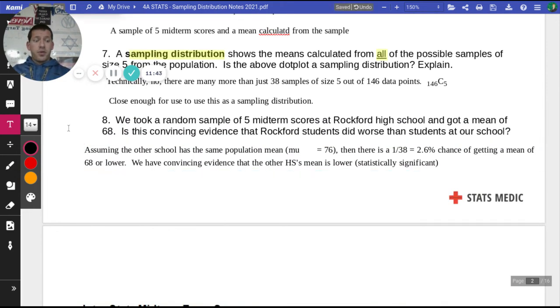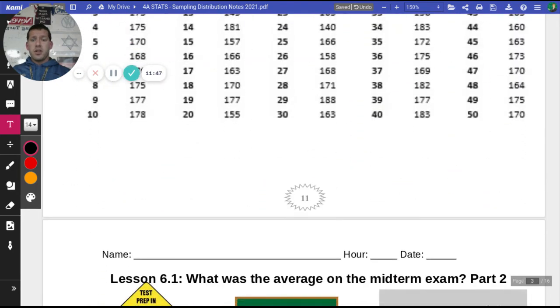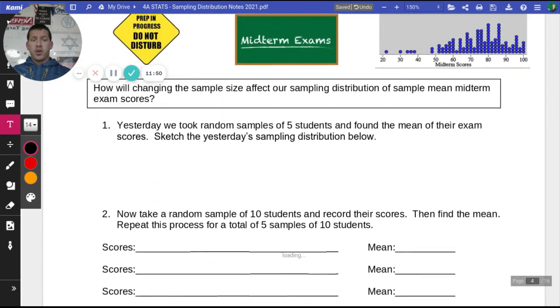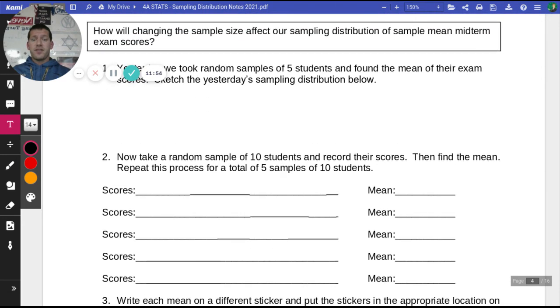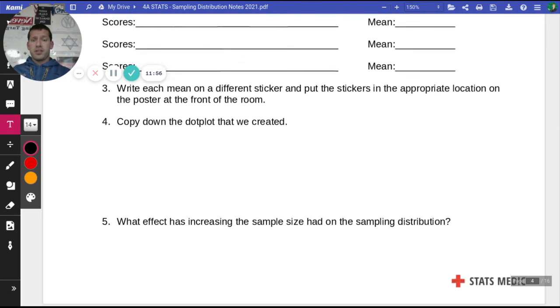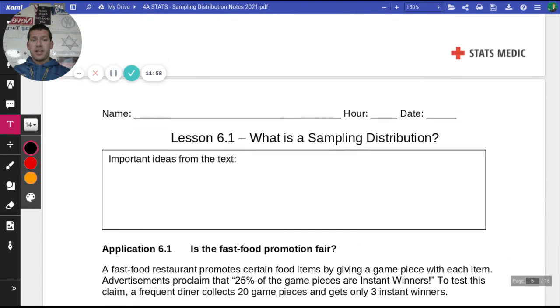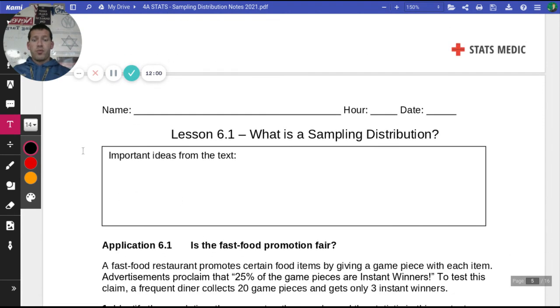I'm going to come back with another video very shortly, and we're going to talk about the next page here, and we're going to take a bigger sample size of 10 data points and see what that looks like, and then we'll wrap up with some important ideas.